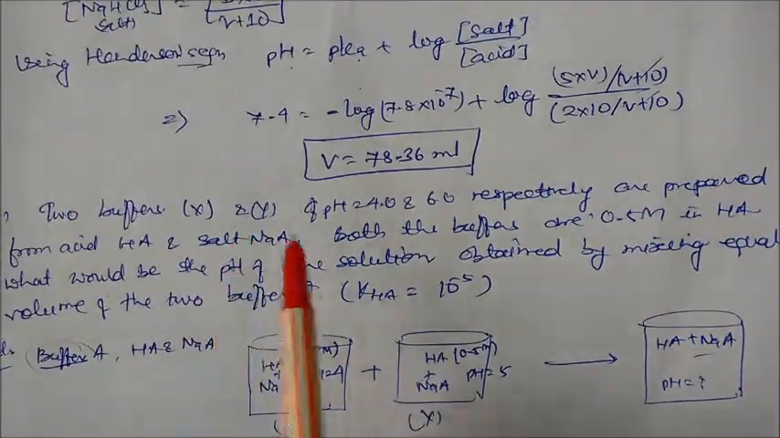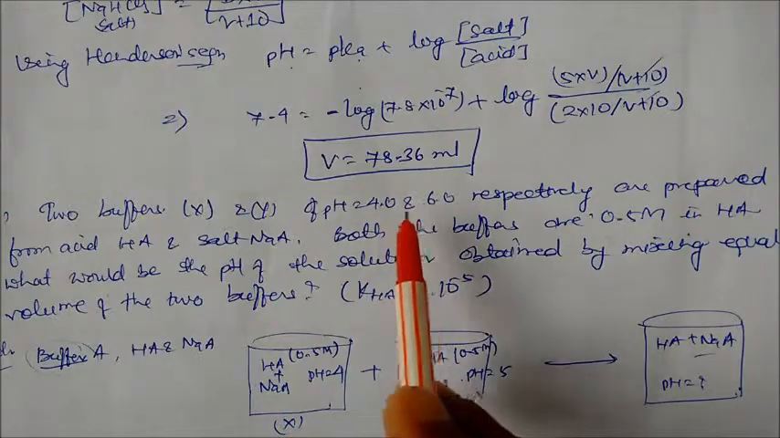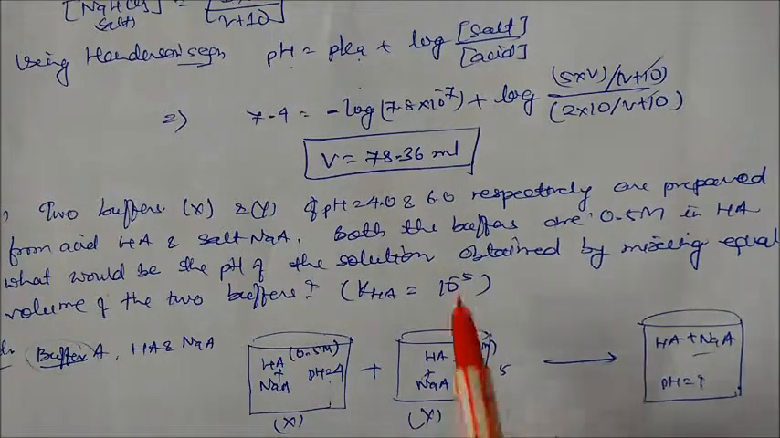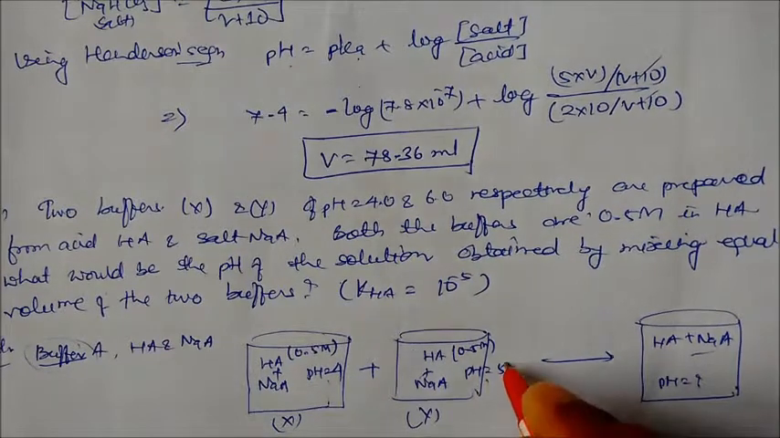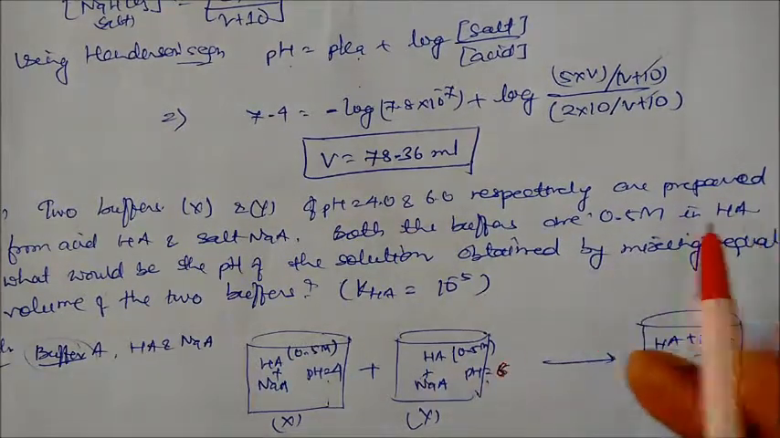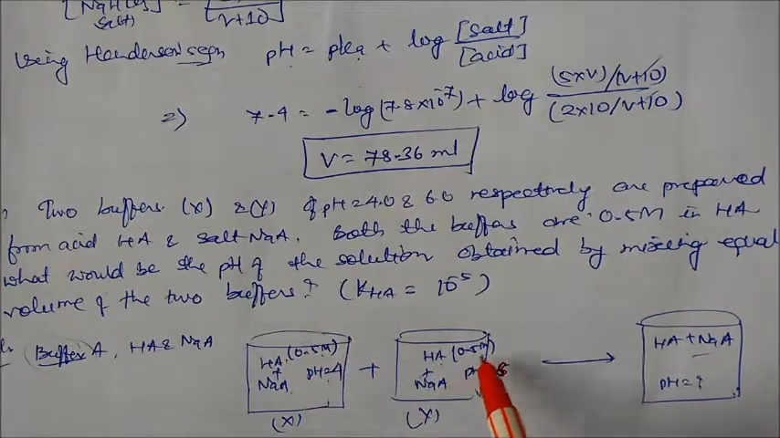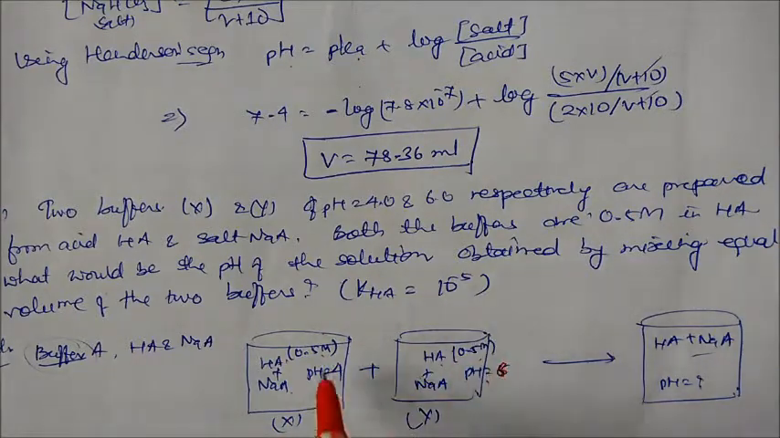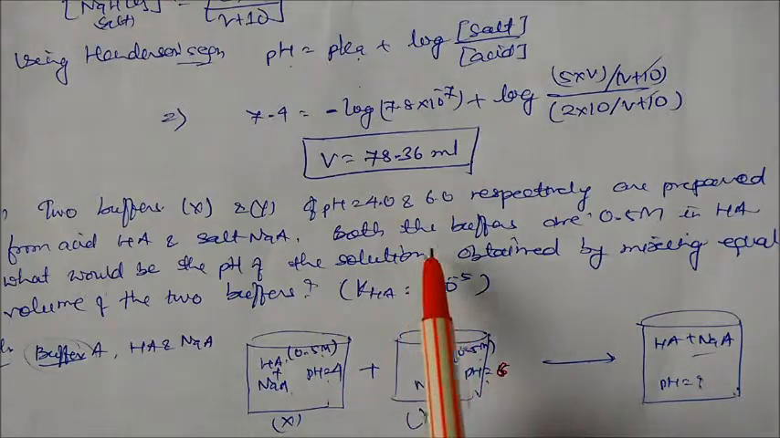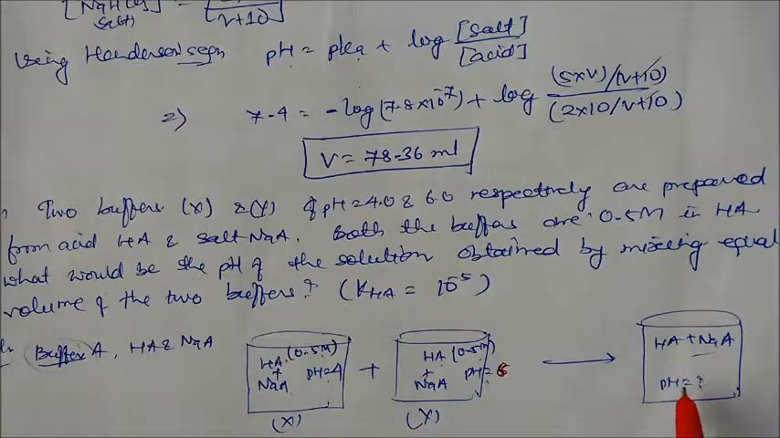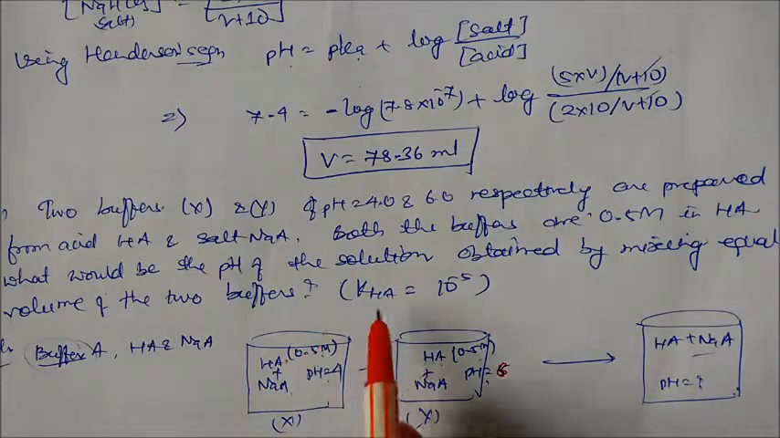Two buffers X and Y, whose pH is 4 and 6. So these are the two buffers X and Y. pH is 4, pH is 6. They are prepared from acid HA and salt of Na. This acid is 0.5 molarity. Now if you mix them, on mixing the volume will be double. Both buffers are 0.5 molarity in HA. On doubling, what is the pH of this solution? And K of HA is given.